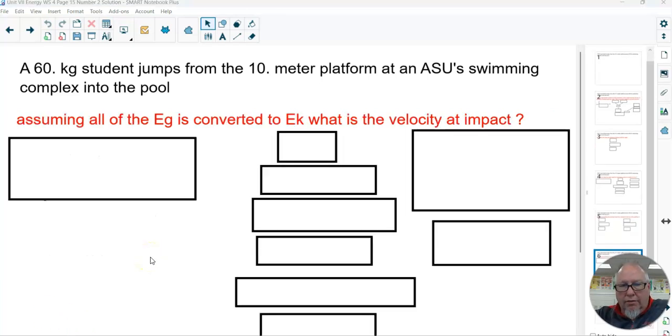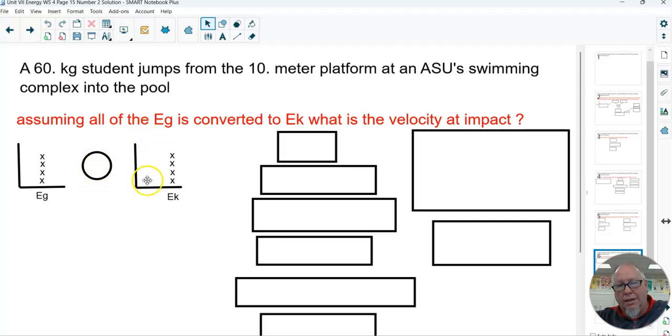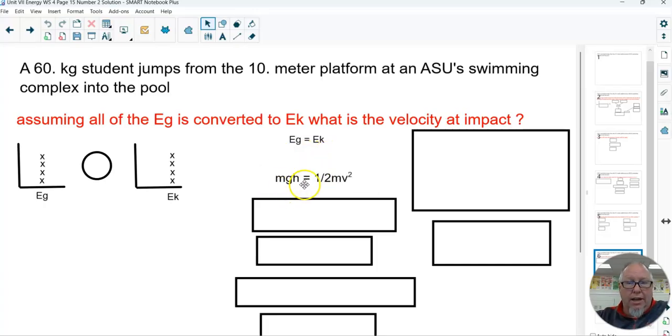Assuming all of the gravitational energy is converted to kinetic energy at the time of the impact, what would be the velocity? So, here we go. You have your potential energy when she's standing at the top of the platform. No work is done during the fall. Kinetic energy when she hits the water. So gravitational energy becomes kinetic energy: mgh equals 1/2 mv squared.